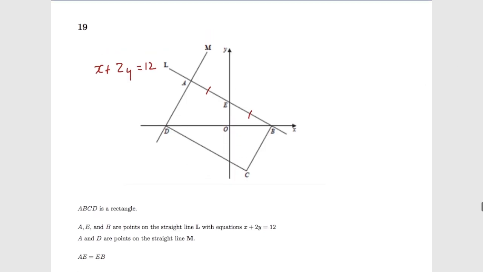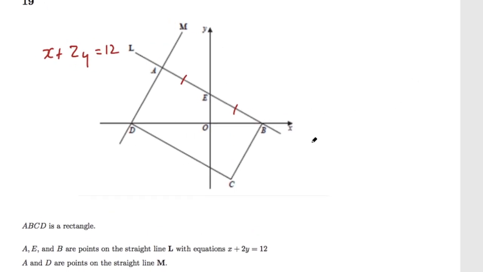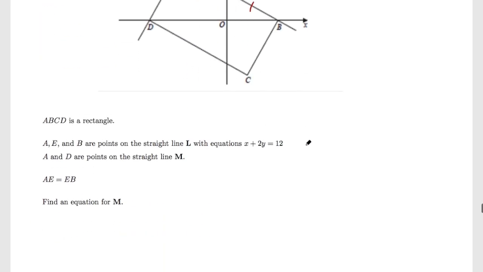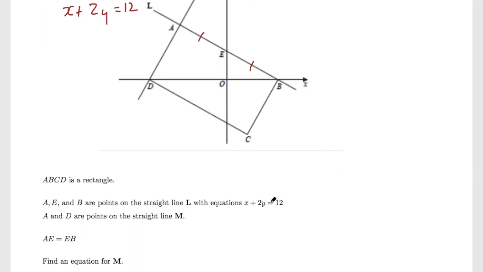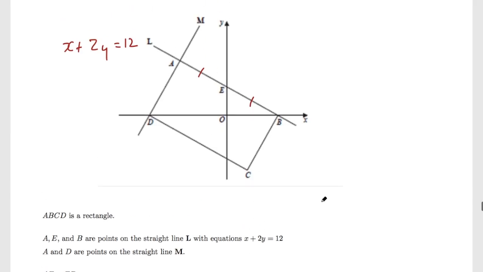Okay, the first thing I would do is to rearrange this equation so it's in slope-intercept form. What that means is I rearrange it so that it's y equals something. So this is actually going to be y equals, and if I divide everything by 2, it's going to be y equals minus x on 2 plus 6. So that's just that equation rearranged.